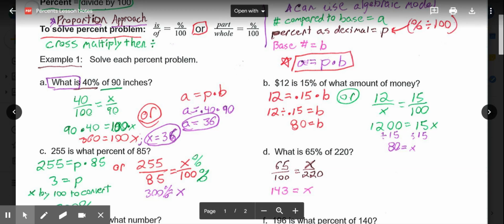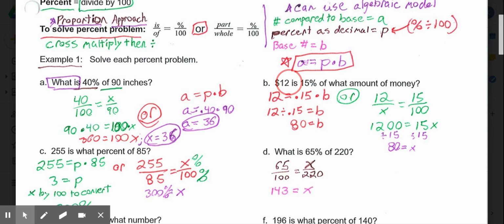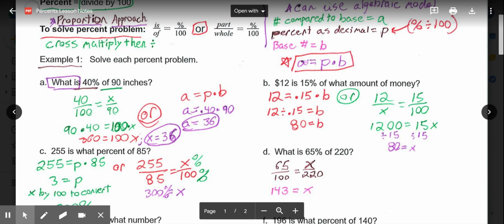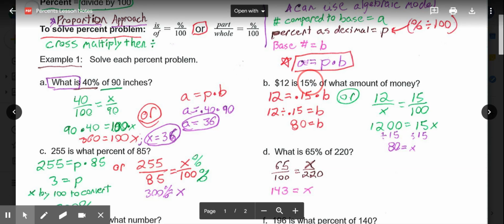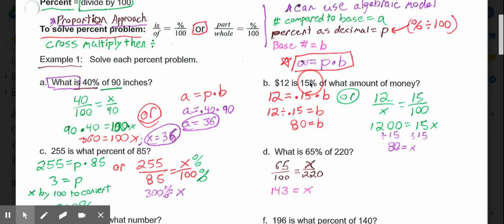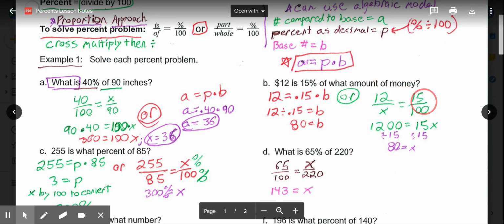In B, $12 is 15% of what amount of money? So I'm, again, ignoring the algebraic setup, and I'm just looking at the proportions. So $12 is 15% of what amount of money? They gave me the percent again, 15%. Percent always goes over 100. So one side of my proportion has to be 15 over 100.